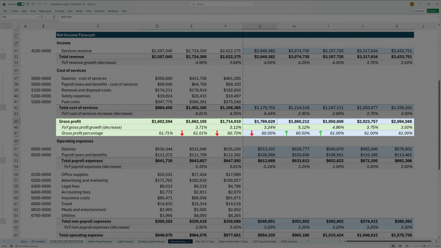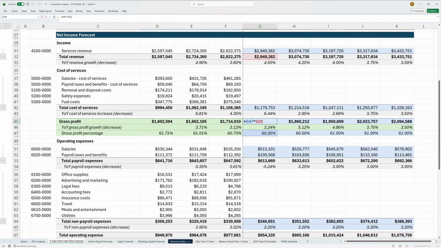And our gross profit is then calculated as the gross profit percentage multiplied by our revenue, and then we back into our total cost of services from there.